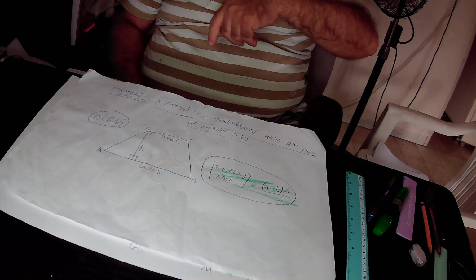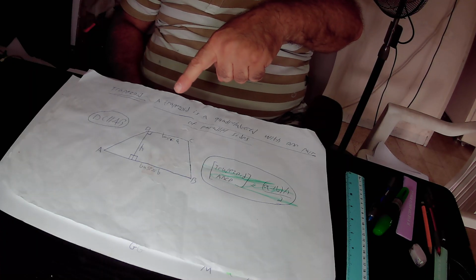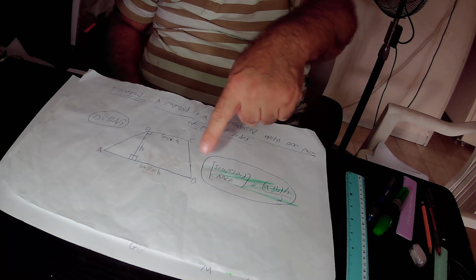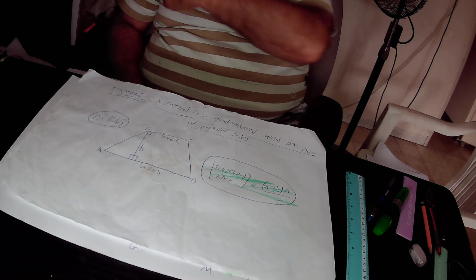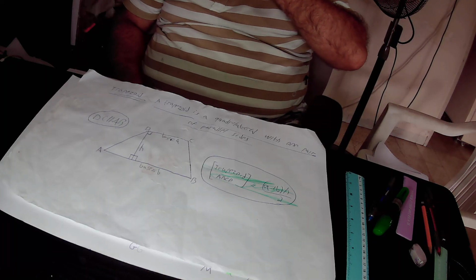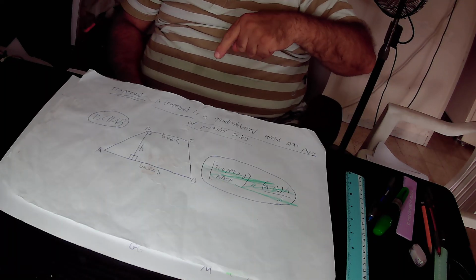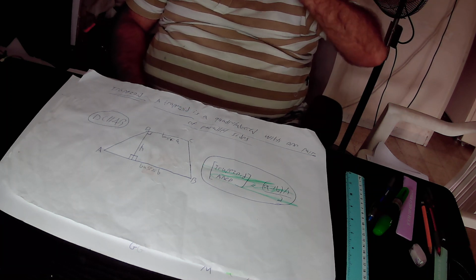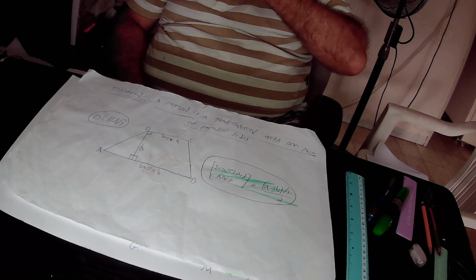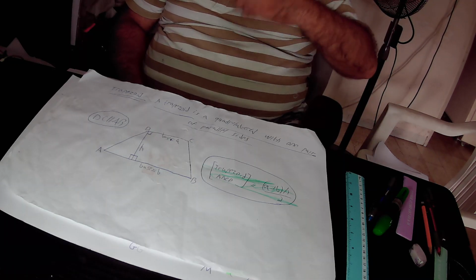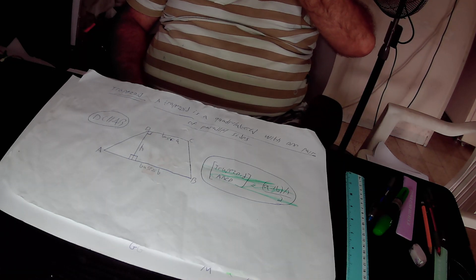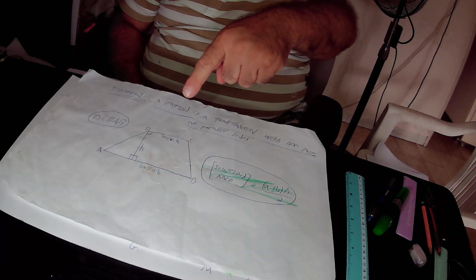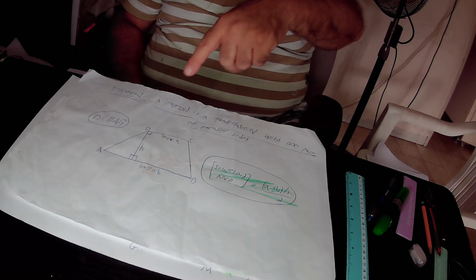So if we define the length of the base DC as A and the length of the base AB as B, then the area of this trapezoid ABCD will be equal to the sum of its two parallel bases, that is to say A plus B, times the height h over 2. So to repeat, a trapezoid is a quadrilateral with one pair of parallel sides, and the area of any trapezoid equals the sum of its two parallel bases, that is A plus B in this case, times the height h over 2.